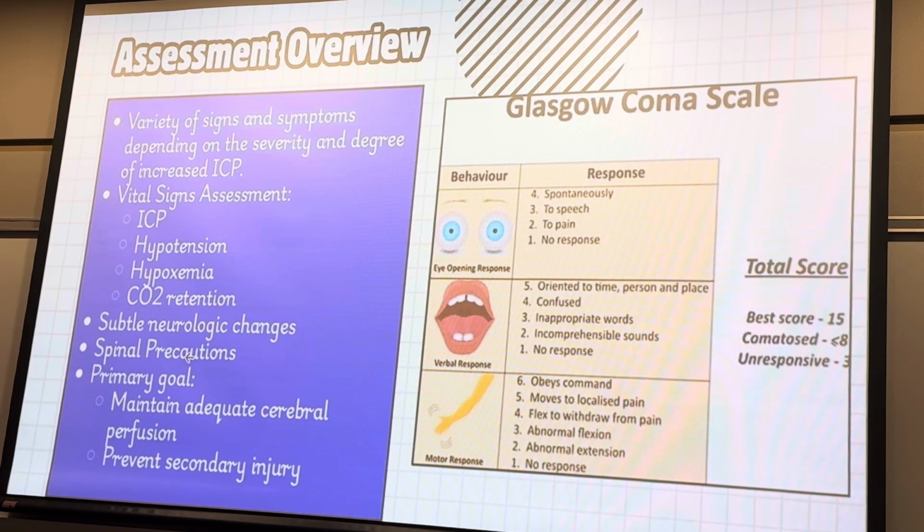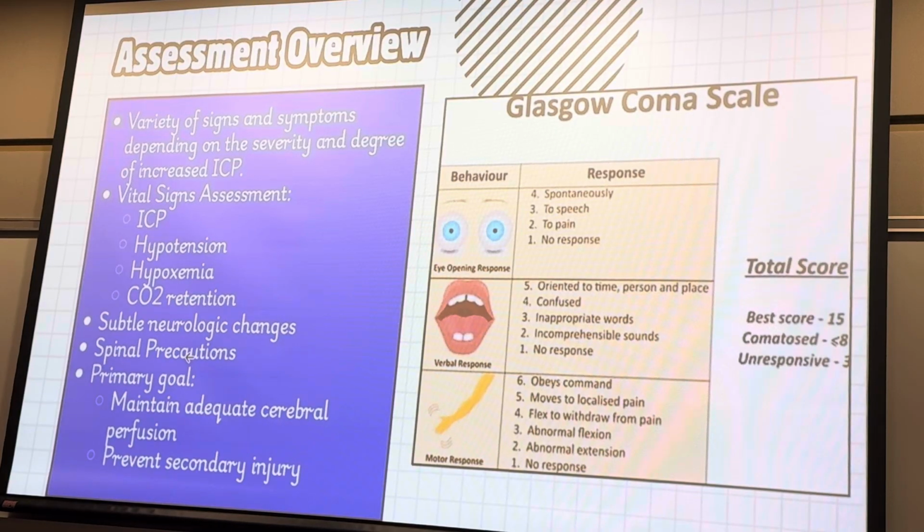Overview, the things I'm going to assess for. Big things, your GCS scale. How do I evaluate that? How do I assess that? That's what we're going to think about with our traumatic brain injuries. Let's get a GCS, let's get a baseline, and see if it fluctuates one way or the other.